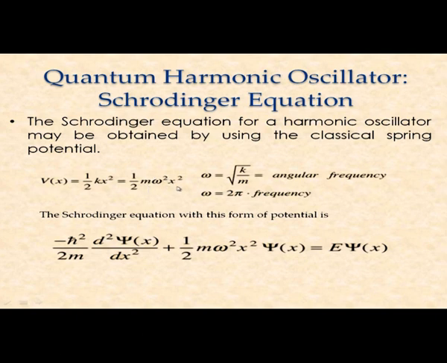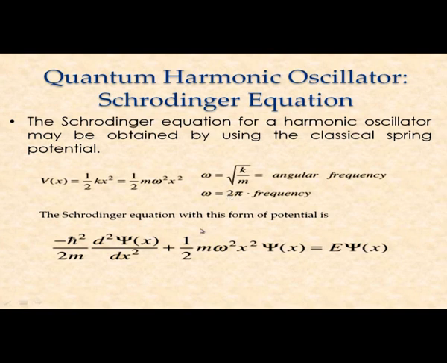This half m omega square x square came from the concept of angular frequency. Omega is equal to square root of k by m, where k is the wave vector, m is the mass of the electron. If you square this, you will get k is equal to omega square m. So, that is substituted here instead of k. So, the classic spring potential changed to the form half m omega square x square, where omega is the angular frequency, which can be obtained from the linear frequency by multiplying the linear frequency by 2 pi.